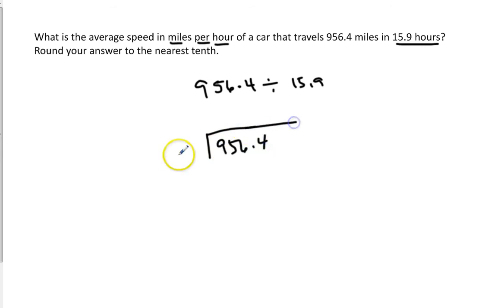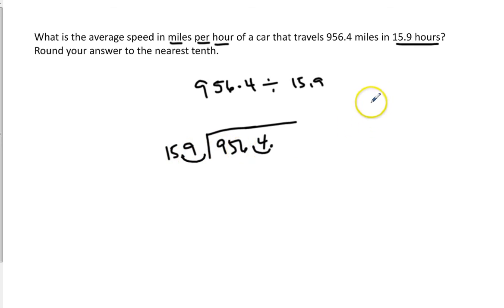So 956.4 divided by 15.9. We can't divide decimals by decimals, so we have to make our divisor a whole number. So I do that by multiplying by a power of 10. So it becomes 159, and this one decimal point also has to move one place to the right. It has to happen both inside and out. So now I've got 159. How many times does it go into 9? Doesn't. 159, how many times does it go into 95? It doesn't. 159, how many times does it go into 956?